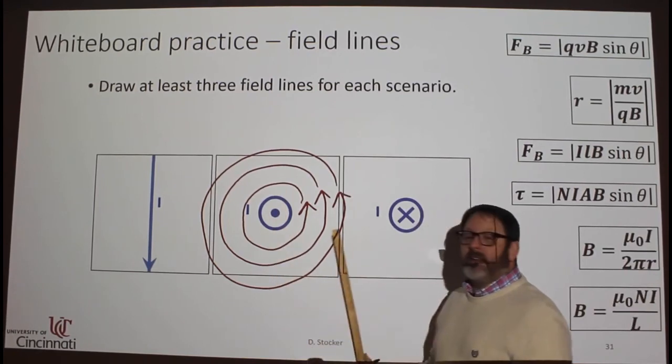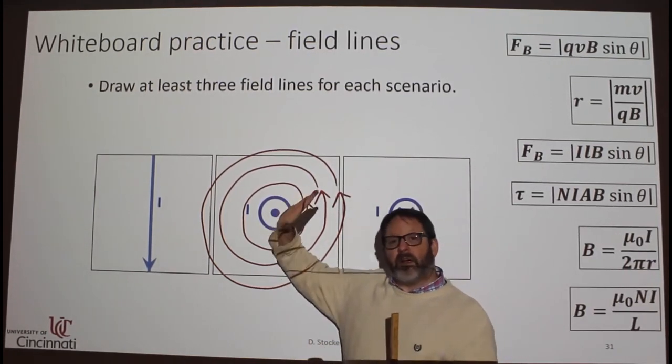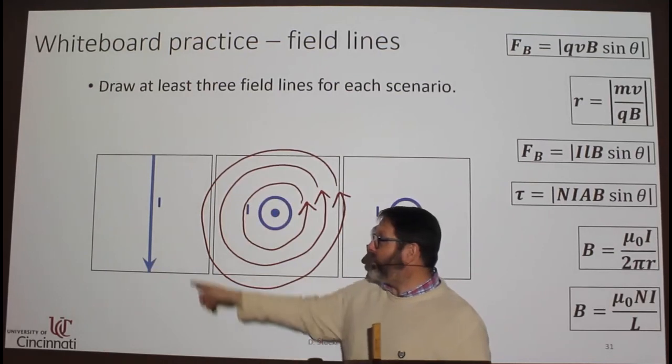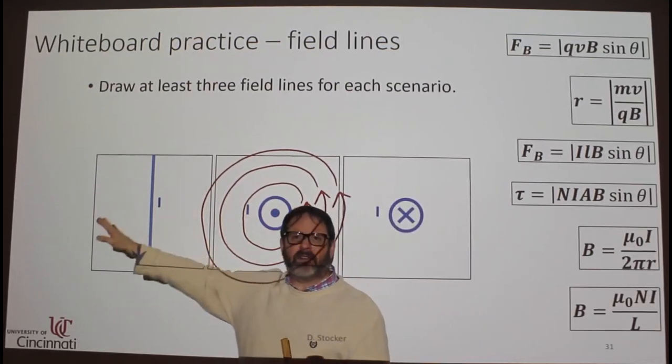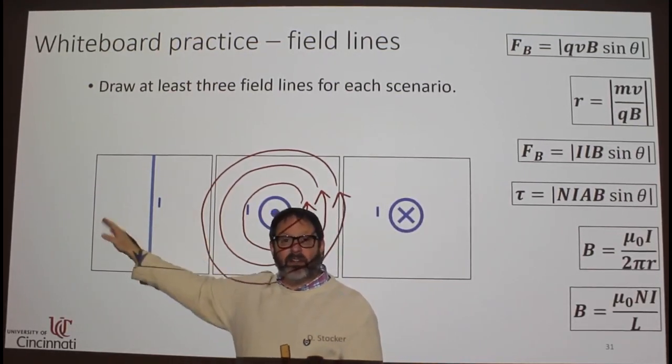So this is what the magnetic field looks like around a wire that's pointing out. For this one, you'll have to use X's on one side and dots on the other to show the direction.